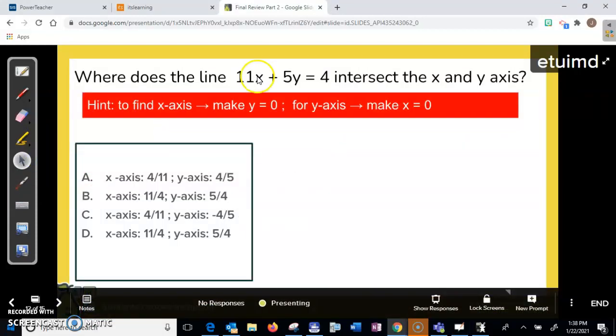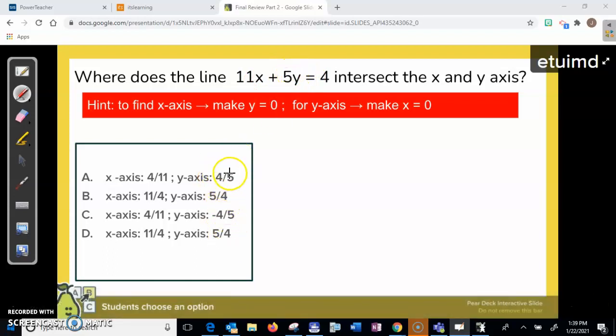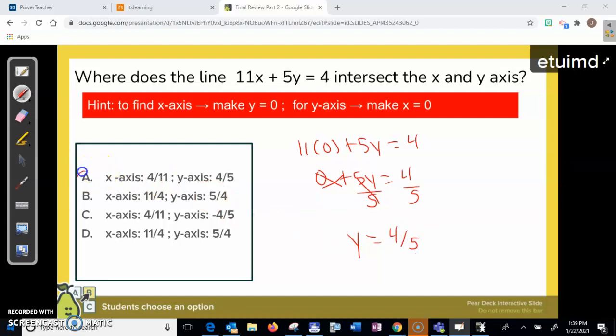This one, guys, real easy. They say, where does the line 11x plus 5y equals 4 touch the axes? Guys, they want you to find where it touches the x-axis and y-axis. So I want to find out what my y is, because if you notice, they're all different numbers. That means you have to make x into 0. So 11 times 0 plus 5y equals 4. 11 times 0 is 0, plus 5y equals 4. This technically, you don't even need. So 5y equals 4, you divide by 5, it cancels, y equals 4 over 5.